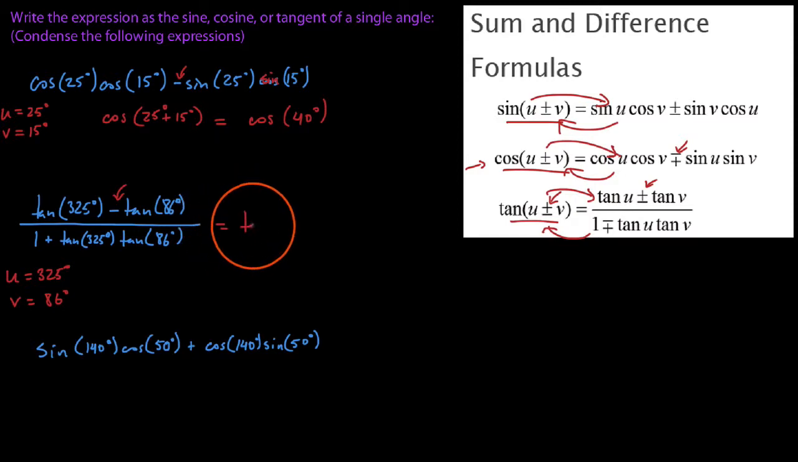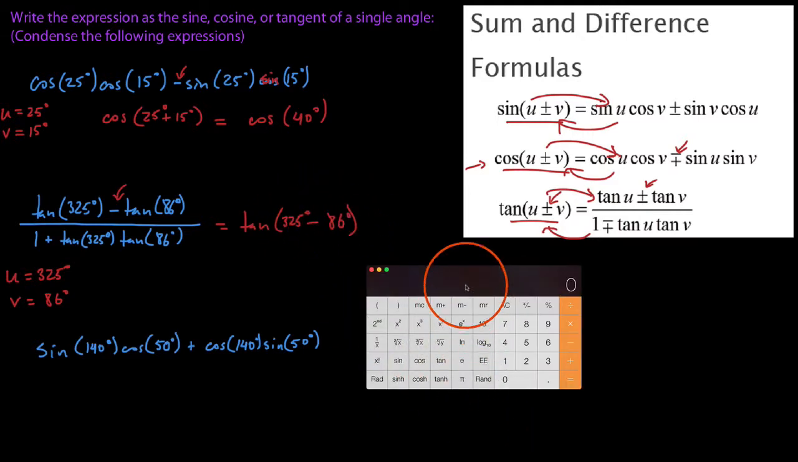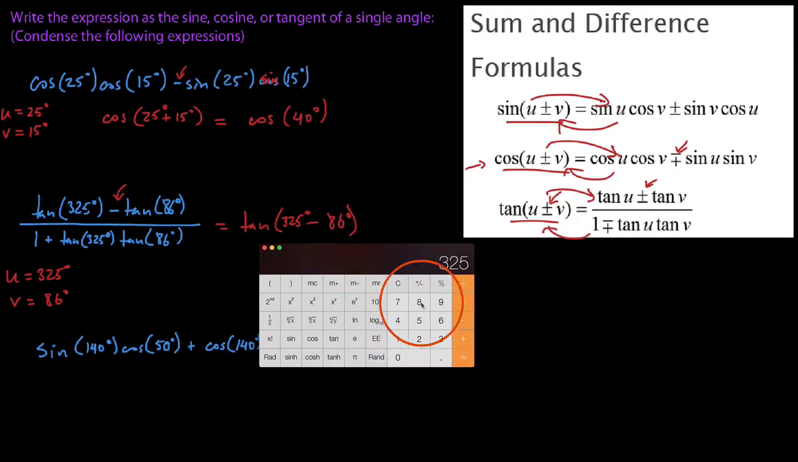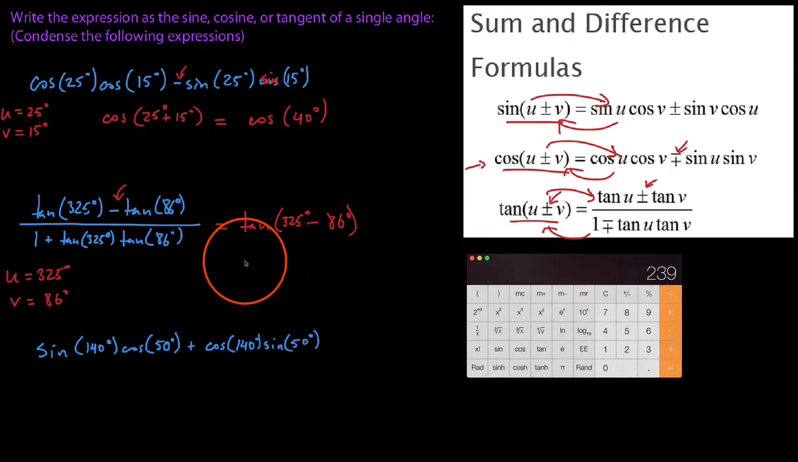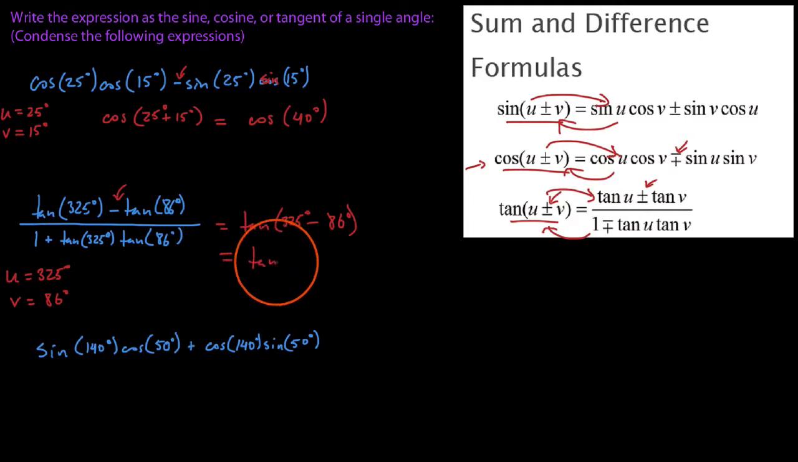So in this particular case, this must be a difference. We have the tangent of a difference of two angles: 325 degrees and 86 degrees. We could actually just get a calculator out here. We say, okay, 325 minus 86 is 239. So this original expression is the same thing as the tangent of 239 degrees.